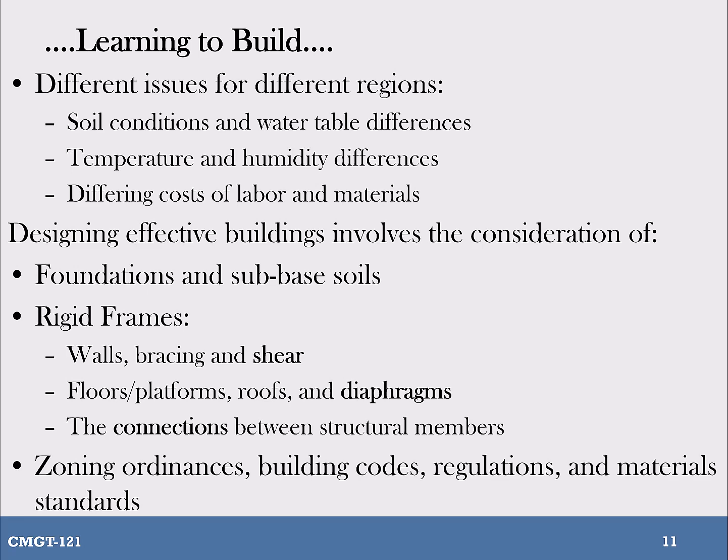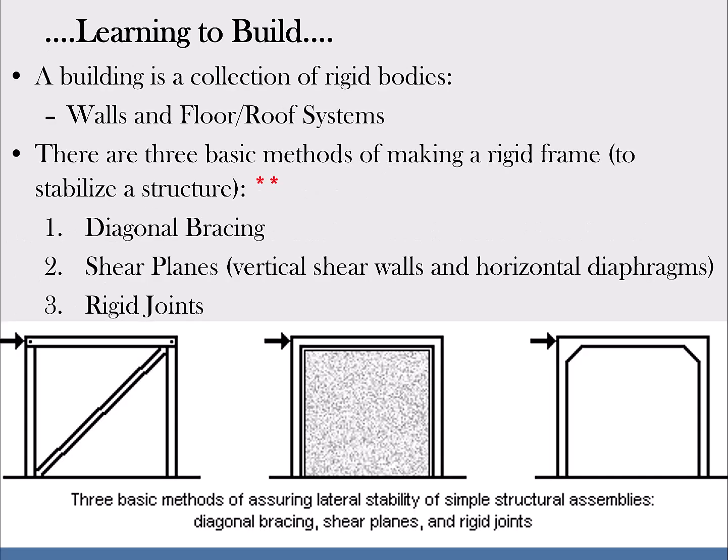So zoning ordinances, the building codes, and various other regulations, we want to look at them too. First of all, we'll look at this a couple of times in this course as we look at materials, but there's three basic methods of making a rigid frame, to make the building rigid, like that Amazon box that you haven't torn apart yet with a knife or scissors.